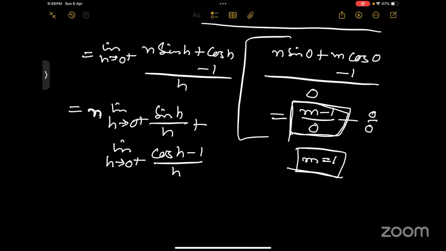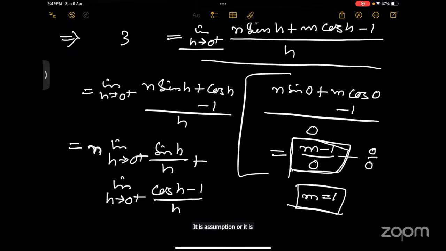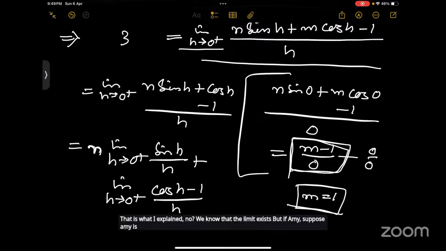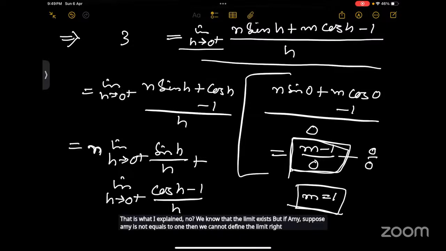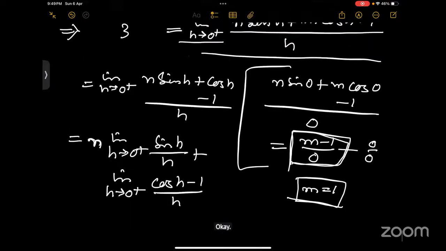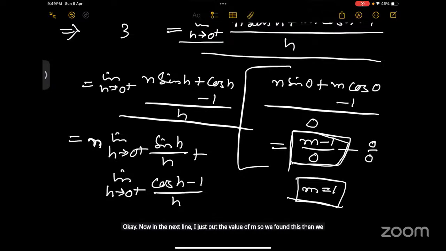Is it an assumption or the actual value? How do you get that m is 1? That is what I explained. We know that the limit exists. Suppose m is not equal to 1, then we cannot define the limit, right? So m must be equal to 1 because the limit exists, so it must be in the form 0 by 0. Now in the next line, I just put the value of m. So we found this. Then we are using the addition rule.